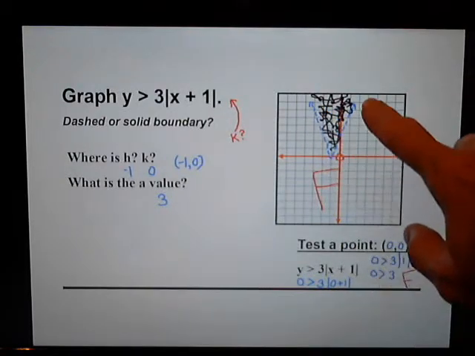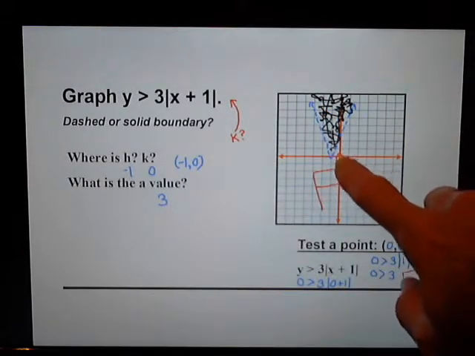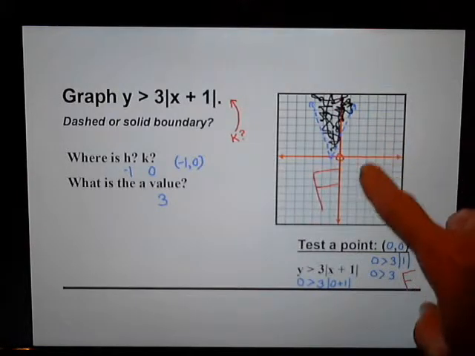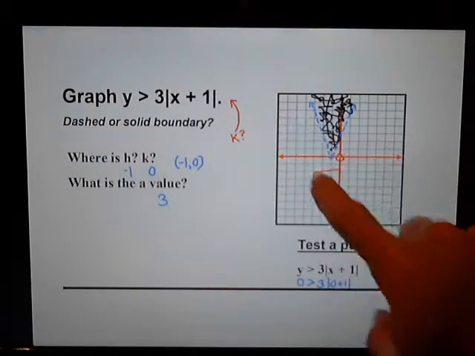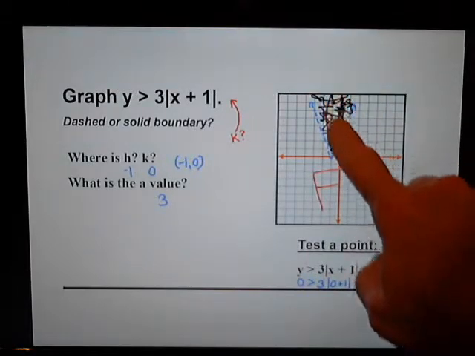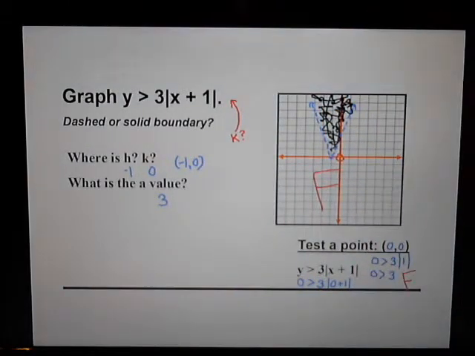So here is my V. That 0, 0 where I tested came out false. So in this area where that point is, that was my false test. I don't want to shade that. So I shade, which ends up being inside my V. That is true. So that is the basics of absolute value and linear inequalities. And we will hit the highlights and make sure that you understand completely in class.